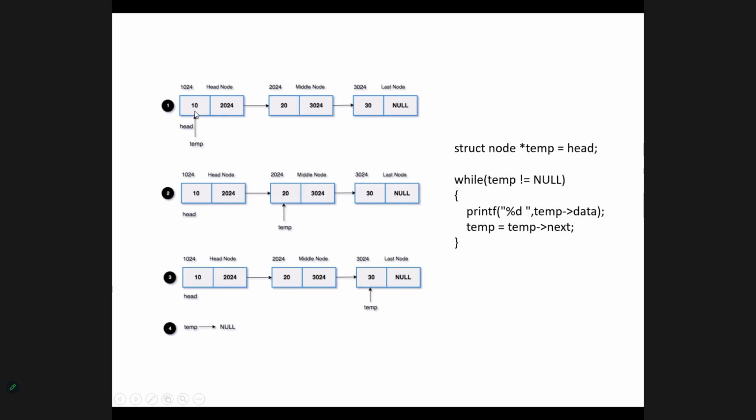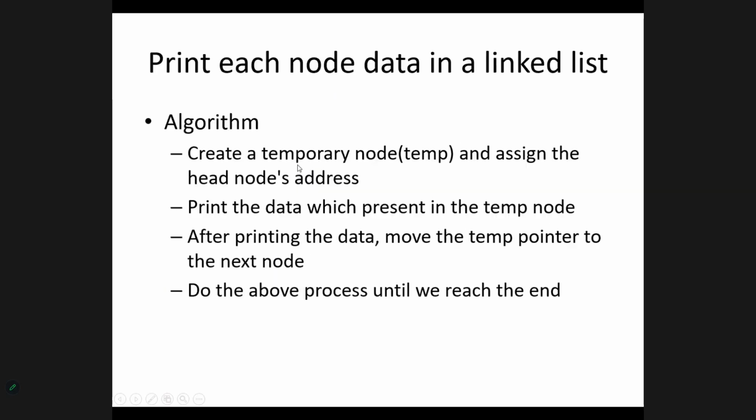So then what we need to do is create a temporary node, temp, and assign the head node's address. Now print the data present in the temp node. That is the first element. After printing the node, move the temp pointer to the next node.